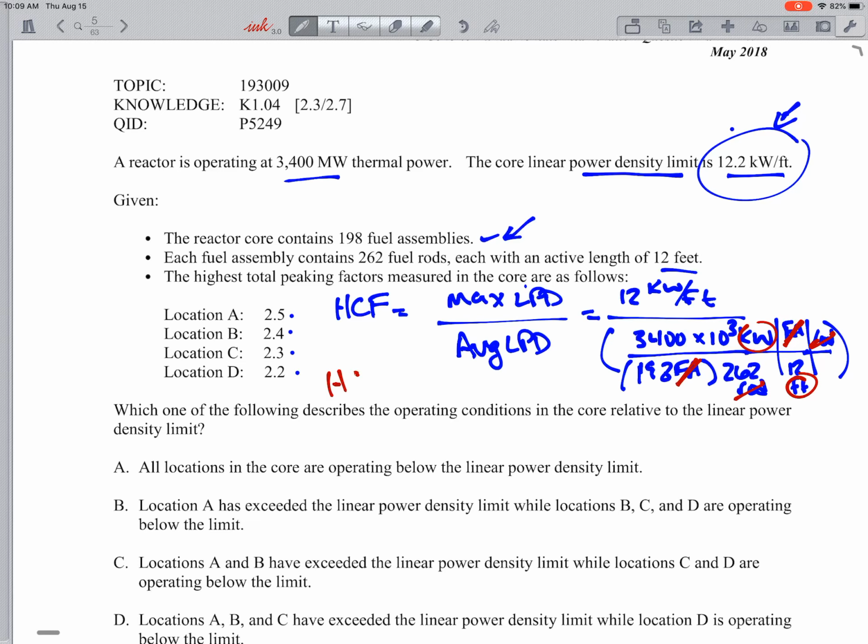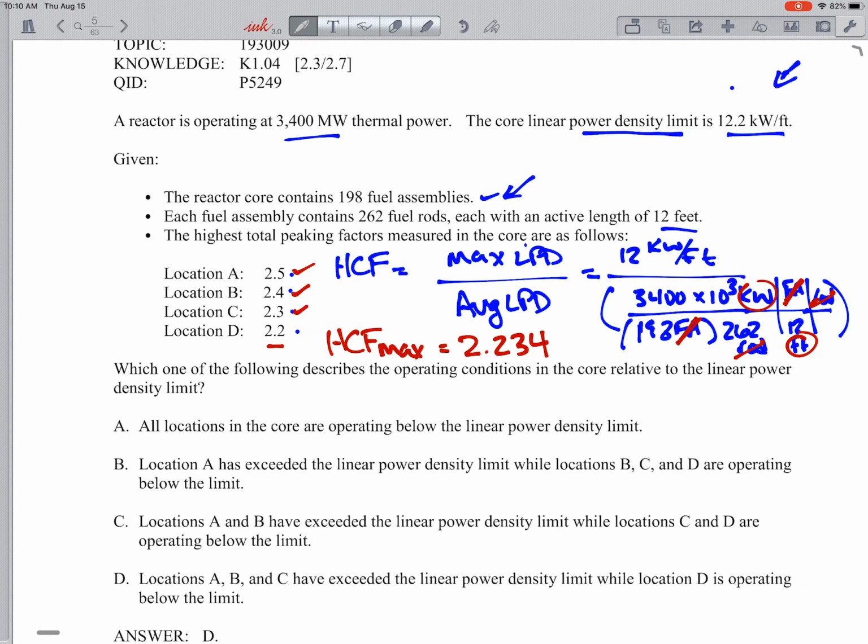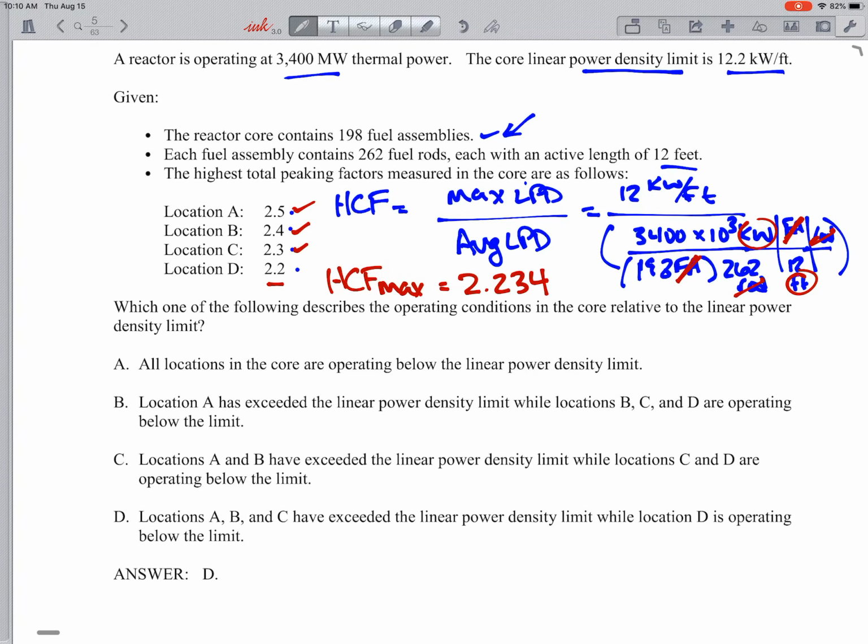So the hot channel factor max is going to be 2.234. If a location is greater than 2.234, and I can see that A, B, and C are and D is not, then three out of four of those are exceeding the LPD limit, the linear power density limit, and only location D is not. So if we go to A, all locations in the core are operating below the LPD.